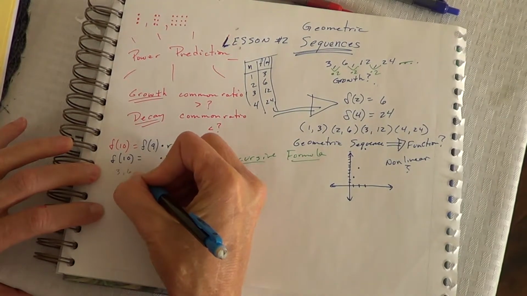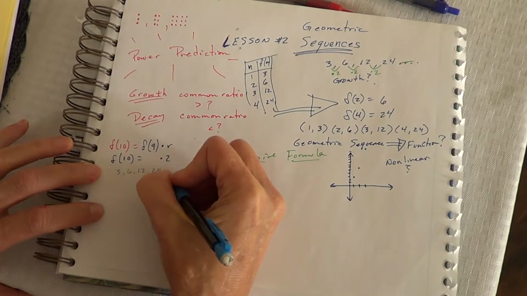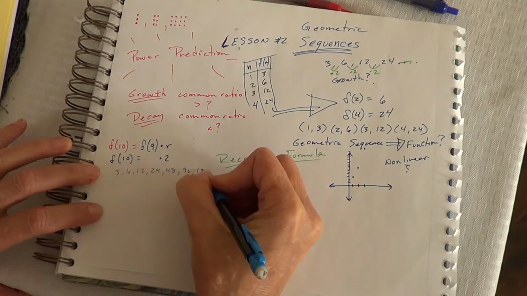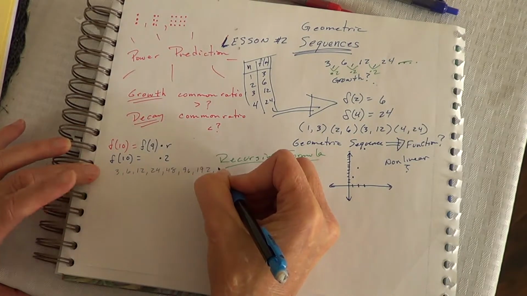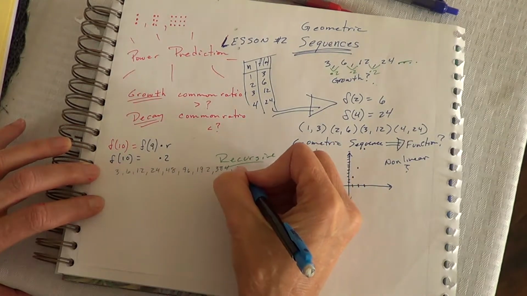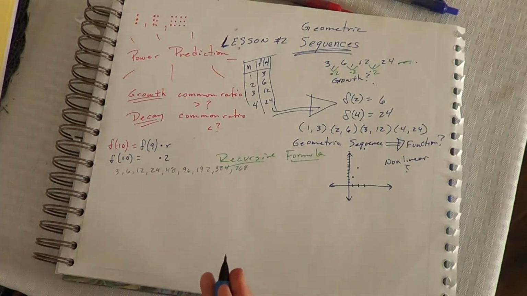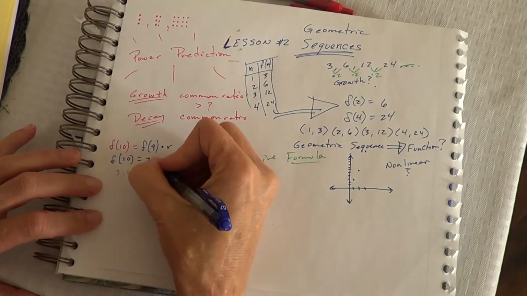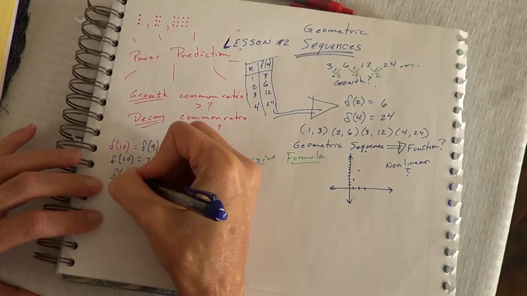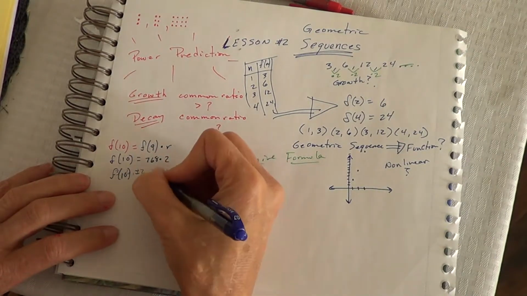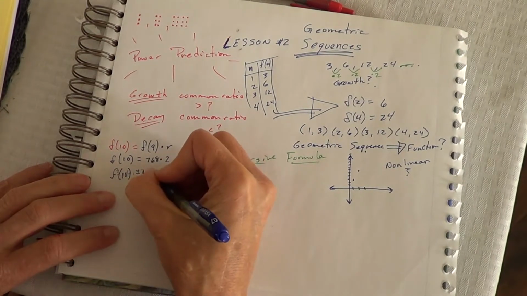3, 6, 12, 24. 24 times 2 is 48. Times 2, 96. Times 2, 192. Times 2, 384. Times 2, 768. Okay. So I know that it's going to be 768, and I find that my 10th term is 1,536.